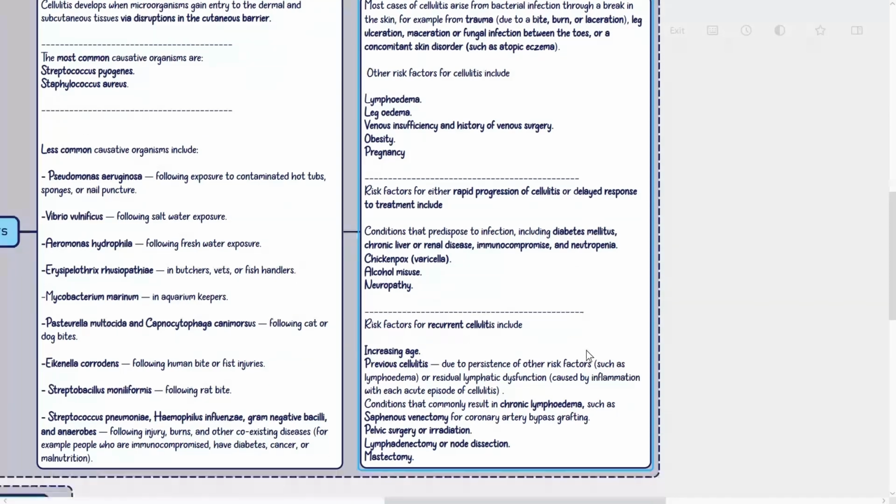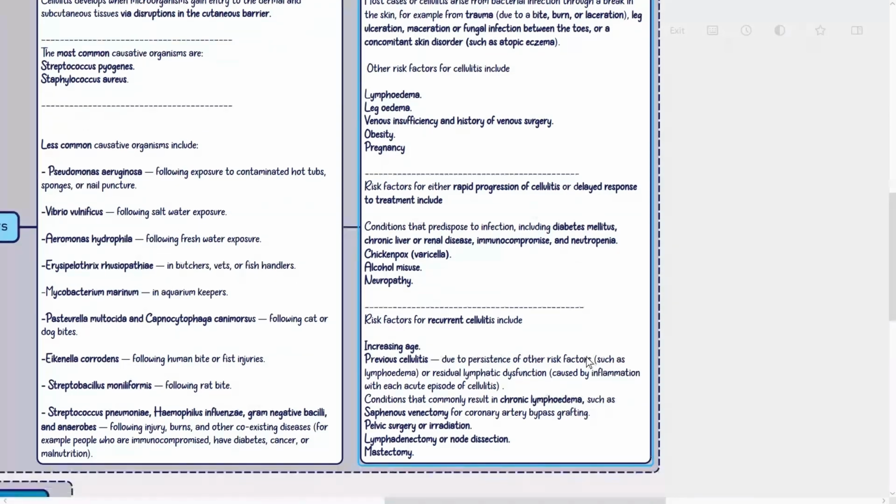Risk factors for either rapid progression of cellulitis or delayed response to treatment include conditions that predispose to infection, including diabetes mellitus, chronic liver or renal disease, immunocompromise, and neutropenia. Chickenpox, varicella, alcohol misuse, neuropathy. Increasing age. Previous cellulitis, due to persistence of other risk factors such as lymphedema or residual lymphatic dysfunction caused by inflammation with each acute episode of cellulitis.